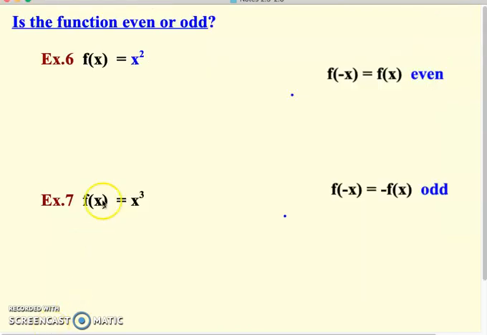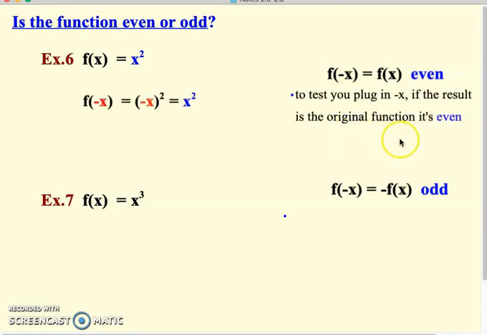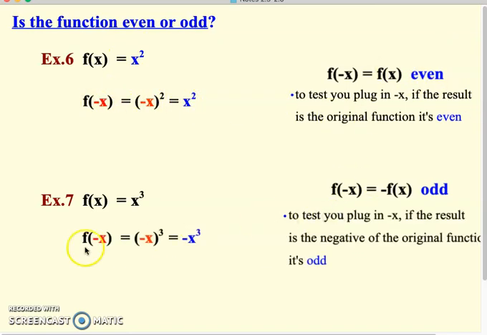Okay, so how do you test? Let's say you don't have a visual and you just want to test it out. Well, basically what you do, and I'm going to translate this into words, is you test by plugging in negative x. This is for both of them. You plug in negative x into the original function. So I'm going to replace x with negative x and then square it. And if the result is actually the original, by plugging in negative x, you've got yourself an even function. On the other hand, if you plug in negative x to an odd, and the result is the negative of the original, that's an odd function.